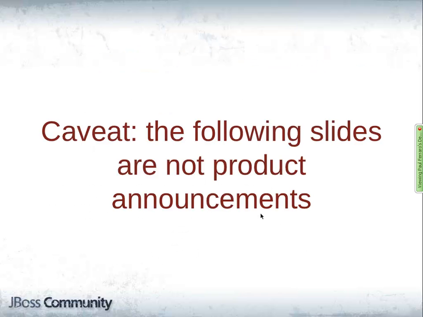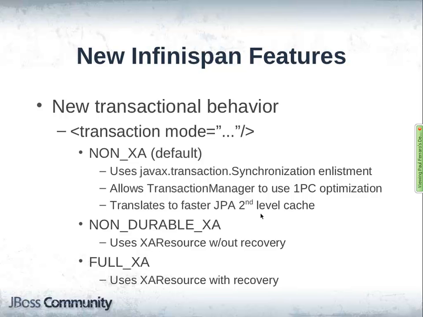Okay, so we're now going to talk about some of the new features that are introduced in Infinispan 5, which is what AS7 is shipping with. AS6 shipped with Infinispan 4.2, so the fact that we're shipping with Infinispan 5 means there are a few more features that you can leverage. And a lot of these we're actually using under the covers.